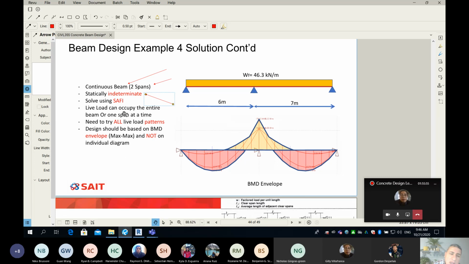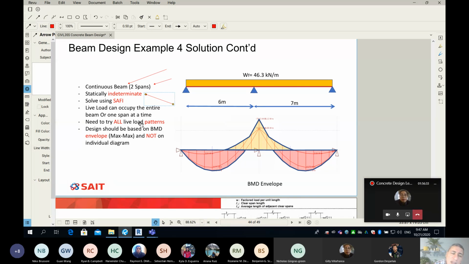The problem is live load. Live load can occupy the entire beam or one span at a time. You guys following? The live load can be on the entire beam, or can be on the left span, or can be on the right span. And our job as designers, as engineers, is to make sure that we are covered. We cover all the possible loads. Think about it as a class: students in this class, but not in this class, and sometimes in the 2 classes they will have students. So live load is creating a problem.